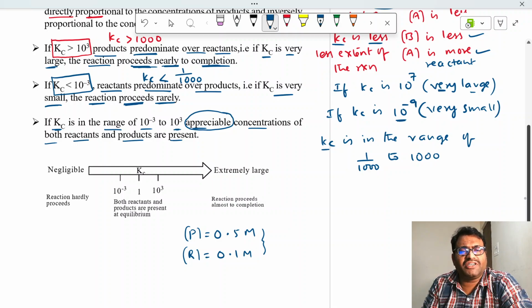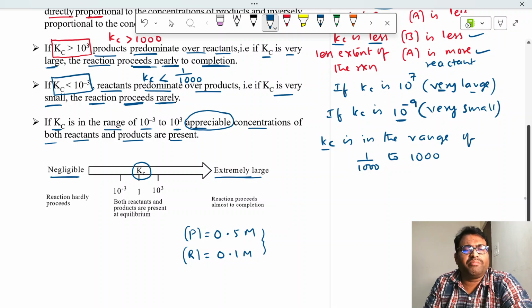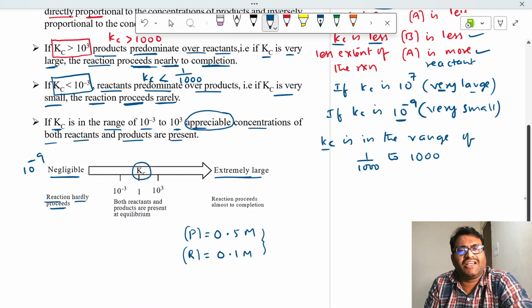So that is represented in the form of an arrow. Let us see. Kc extremely large, Kc negligible. If Kc is negligible, like 10 power minus 9, which we have discussed, it is very much less. So the reaction hardly proceeds. Hardly proceeds means the reaction has not much started, only 0.05%, 0.01% of the reaction has started. That's it.